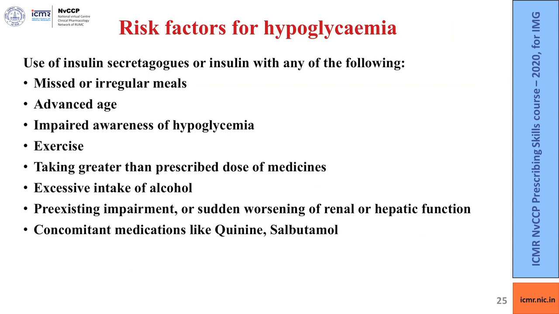As discussed earlier, use of insulin or insulin secretagogues along with any of the following can increase the risk for hypoglycemia. For example, missed or irregular meals, which is pretty common in our Indian patients who are known to undertake regular fasts; advancing age; impaired awareness of hypoglycemia, as in patients who are taking, for example, beta adrenergic blocking drugs; unaccustomed exercise; taking greater than prescribed doses of medicines; excessive intake of alcohol; pre-existing impairment or sudden worsening of renal or hepatic function; and concomitant medications like quinidine and salbutamol. These are all the various factors which put a patient at higher risk for hypoglycemia.